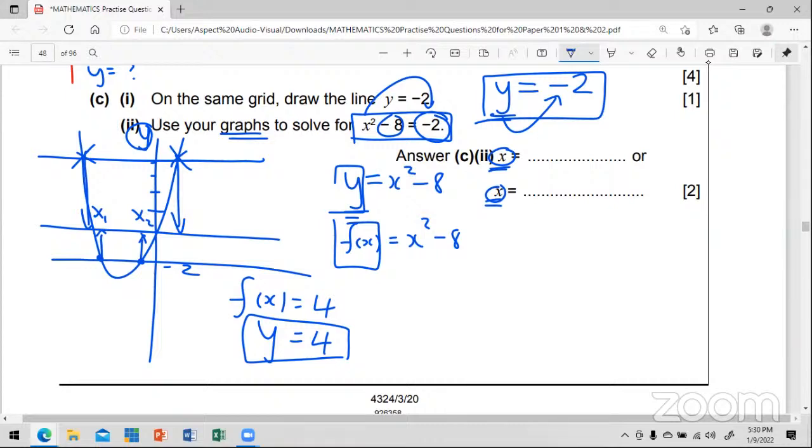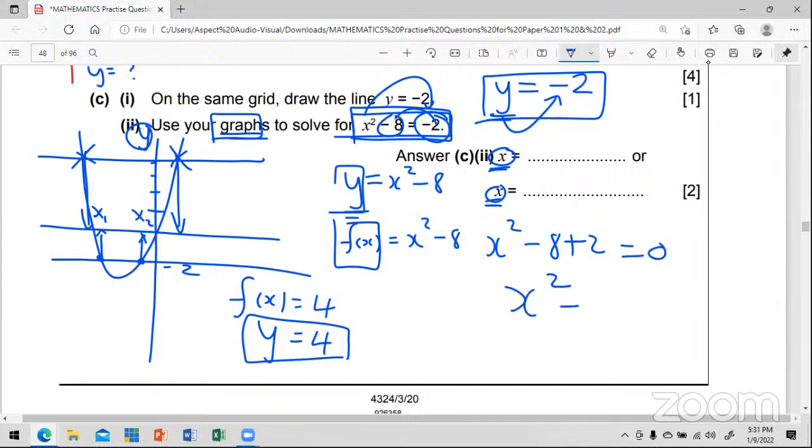But it's a question that makes us go, how do I do this? Now, what if you move everything to one side? Look here, they say use your graph. If you move this over to this side, x squared minus 8 plus 2 is now equal to 0. So yes, you can solve this.